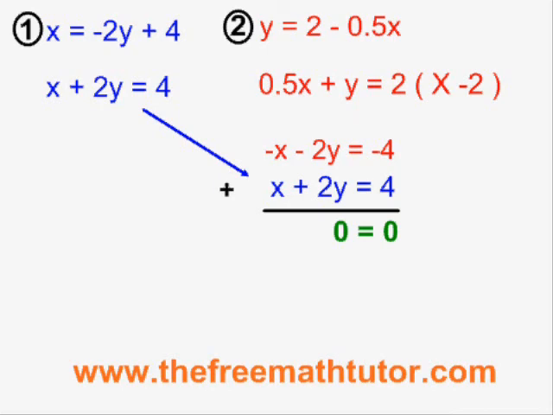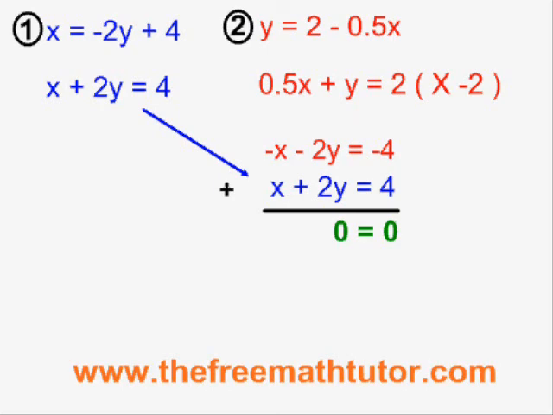This can be confusing if I'm not expecting it, but when you have coinciding lines, this will always happen. All of the variables and constant terms cancel, and you end up with 0 equals 0. This is your clue that you have coinciding lines. But we are not done answering the question because we have to give the solution set.